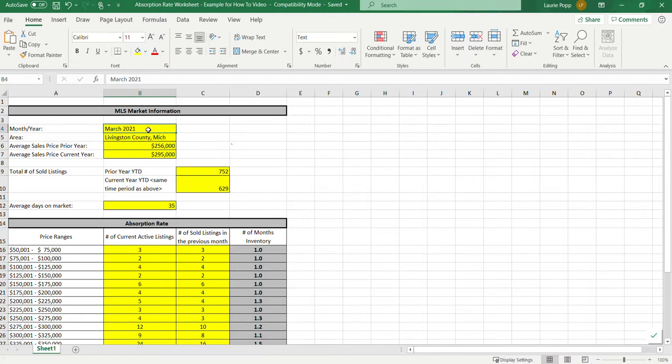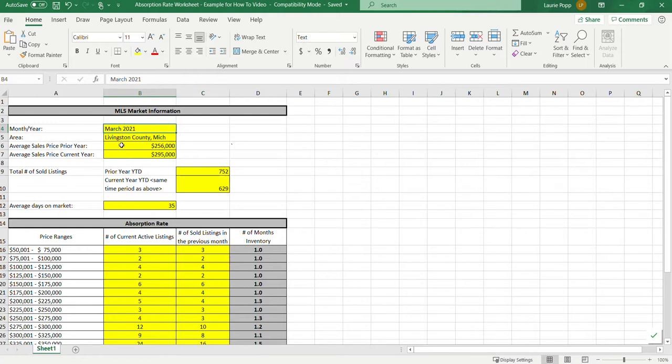So I'm filling in the information. I'm filling this out and it's relevant for March 2021. Always put a date on this information because you know how fast the market can shift. You don't want anybody thinking that they've got current information when it might actually be several months old. People will hang on to this kind of information for a long time. So that's why it's important to identify as much as possible the time period and what area you're pulling from.